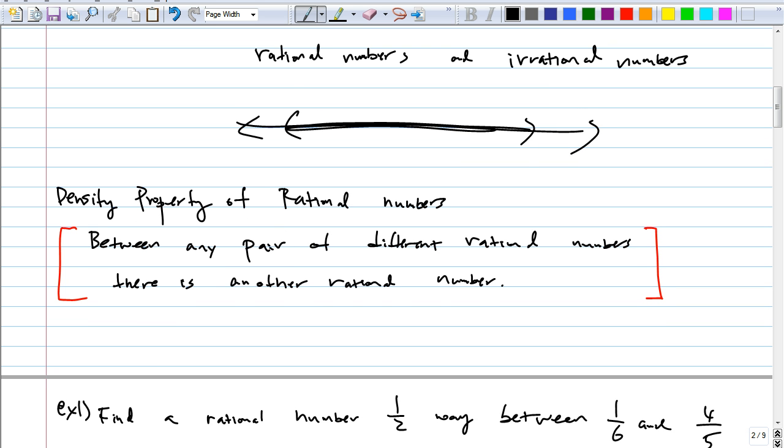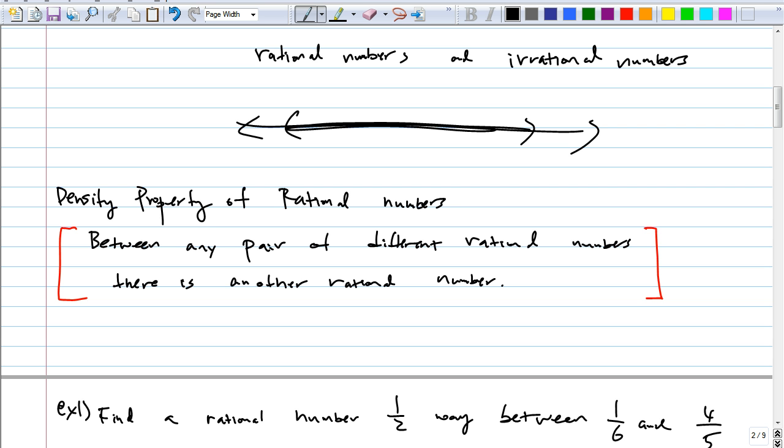Okay. So since we know this is true, Molly, what if I ask you something like this? Find a rational number that is halfway between 1/6 and 4/5. Okay. So Molly, how would you do this type of question? Is there such a number, by the way? Do you think there is? Yeah. So how would you find a number halfway between 1/6 and 4/5?